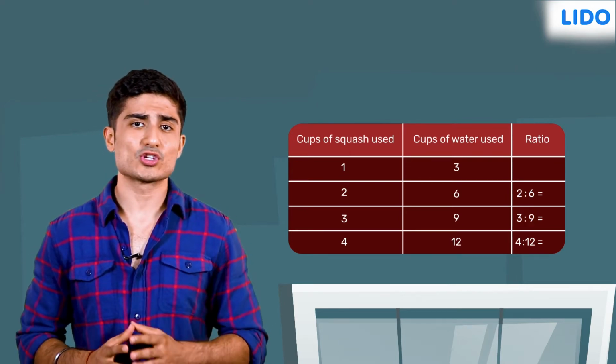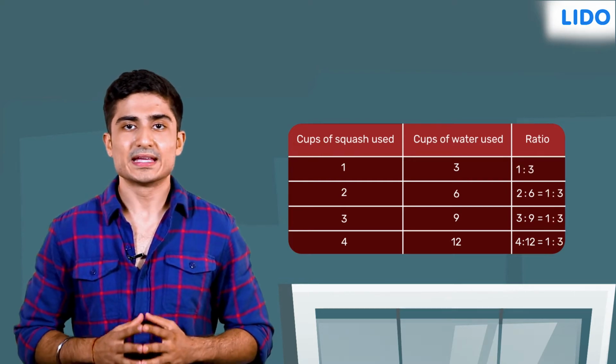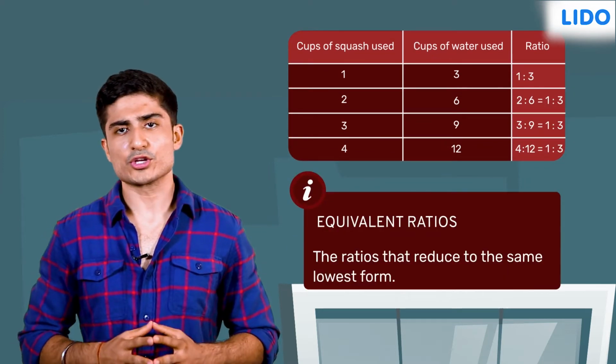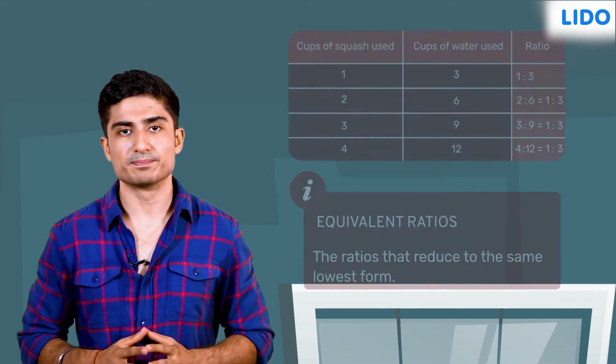But notice that each ratio, when reduced and expressed in the lowest form, is 1:3. This means that all these ratios are equivalent ratios. Equivalent ratios are obtained by multiplying or dividing both the terms of the ratio by the same number.